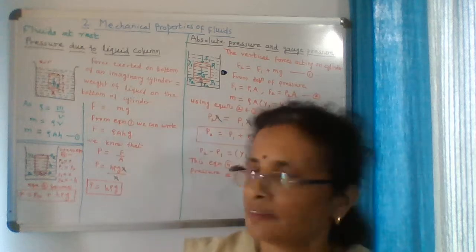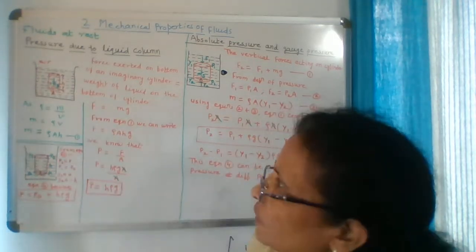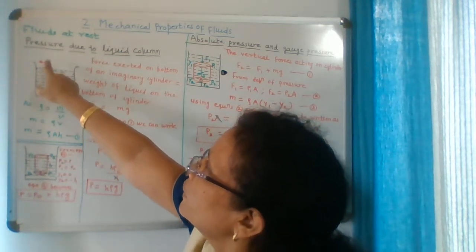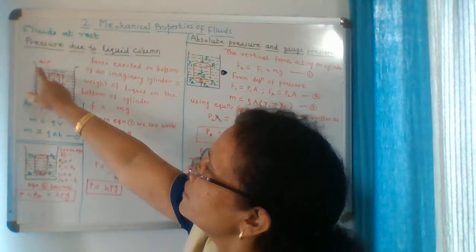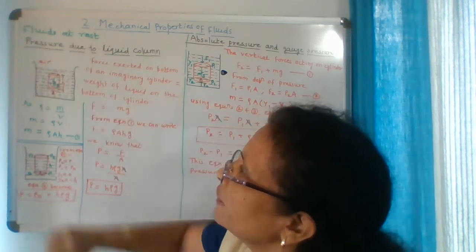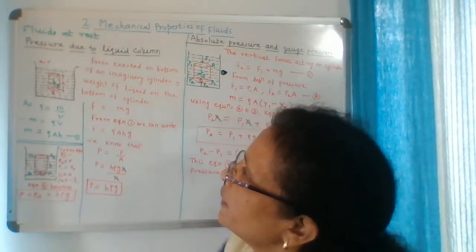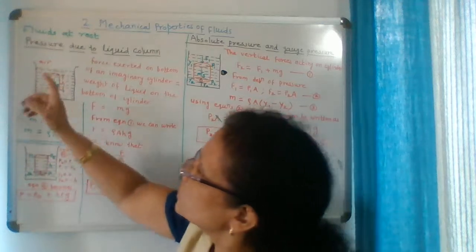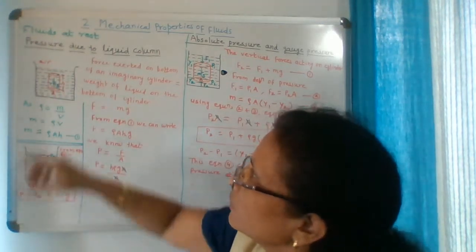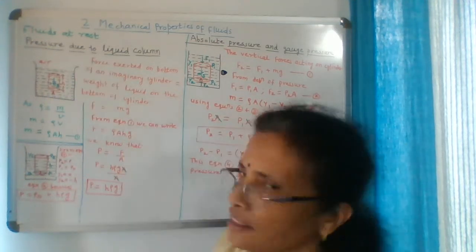To understand this in detail, we will consider this container. It is filled with fluid, that is water, and above the water there is air. This is the intermediate surface which separates air and water, and we have to show that the pressure increases with depth. To show this, we will consider an imaginary cylinder of cross-sectional area A and height h.